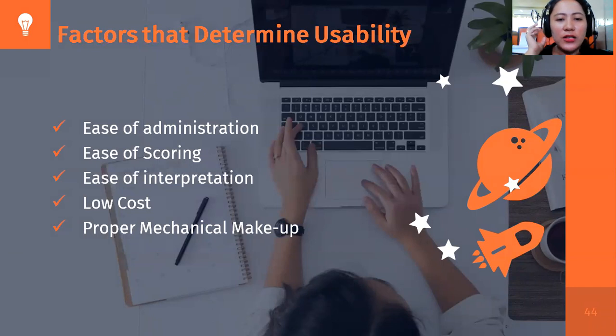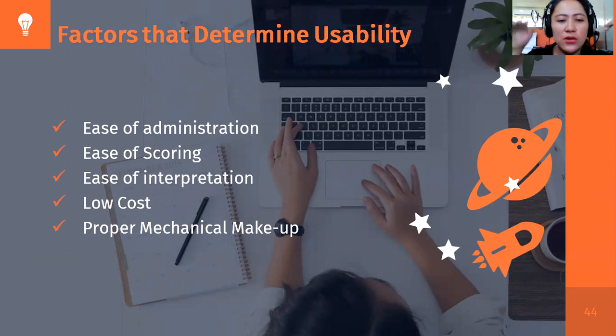For the factors, there are factors that will determine the usability of your research instrument. First is the ease of administration. Second, the ease of scoring. Third, the ease of interpretation. Fourth, the low cost. And fifth, the proper mechanical makeup. So if it is easy to administer, all the instructions intended for the respondents are clearly stated, then there is an ease of administration.